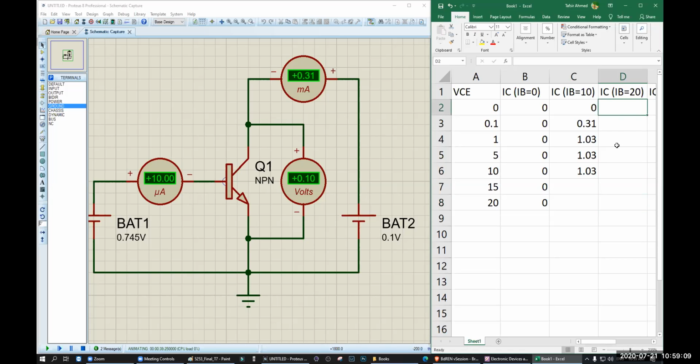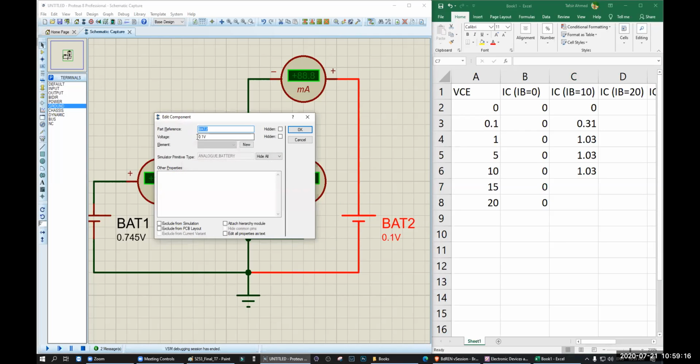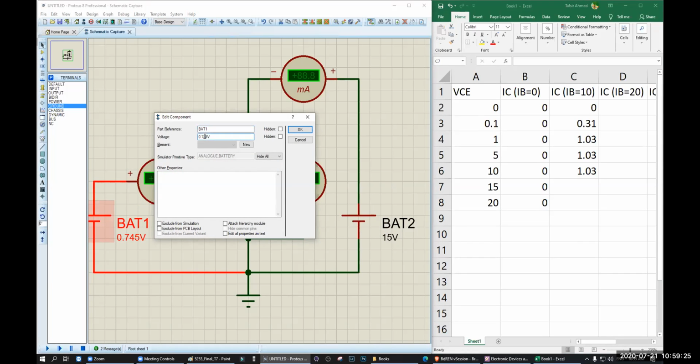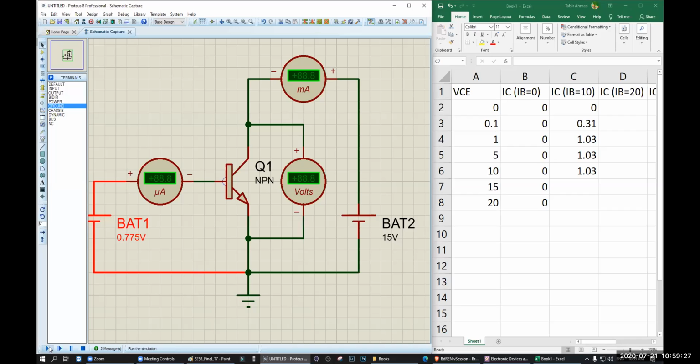Okay, now. So for 15, if I increase the value to 15, because we have a value for 15, we have to take the value for 15. For 15, let's make it 775. Your value is still 10.3, and your value is 1.03 actually. Okay. For 20, you will still have your value 1.03. Okay, no change.